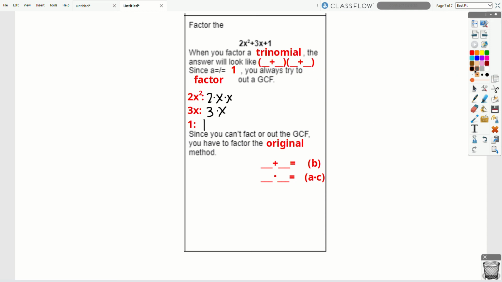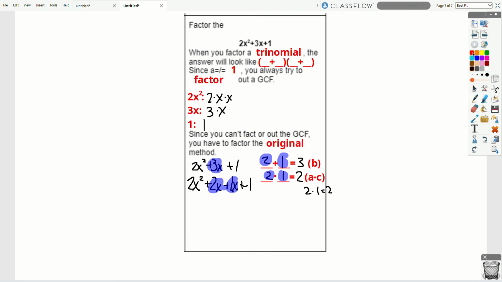We have to factor these ones using the original method. And the original method is the lengthier process, but we still want two numbers that add up to 3 and multiply to whatever a times c is. A times c is 2 times 1, which is 2. And so these numbers are going to be 2 and 1. And so the original method is where we had to split up that middle term using these two numbers. And this is the only type of problem that you will have to do that with. And so once we split up that middle term, we split up this 3x into 2x plus 1x, because those are the numbers we got here.